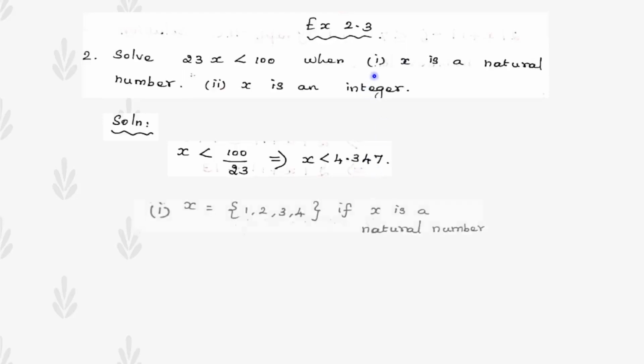Okay, the first subdivision is x is a natural number. What is a natural number? Yes, the numbers 1, 2, 3, 4, 5, 6, 7, etc. Isn't it? In that, the numbers which are less than 4.347 are 1, 2, 3, 4 alone.